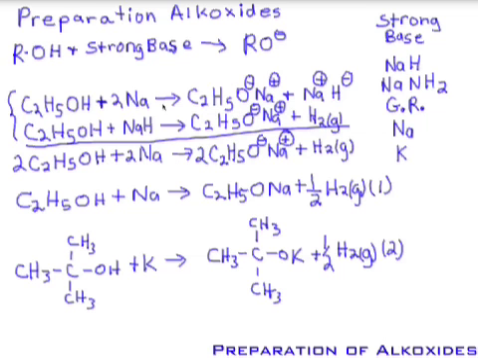Now let's talk a little bit about nomenclature. How do you name the deprotonated alcohol? We already know how to name the alcohol. The common name for the alcohols are ethyl alcohol and tert-butyl alcohol. The name of the deprotonated version comes from the common name by dropping YL alcohol.